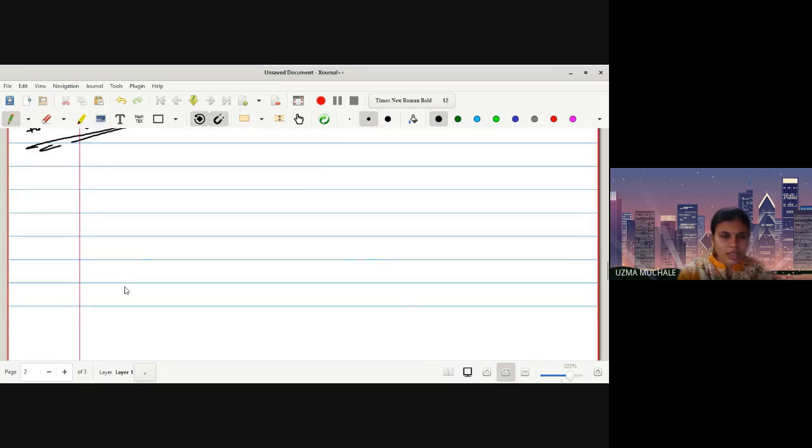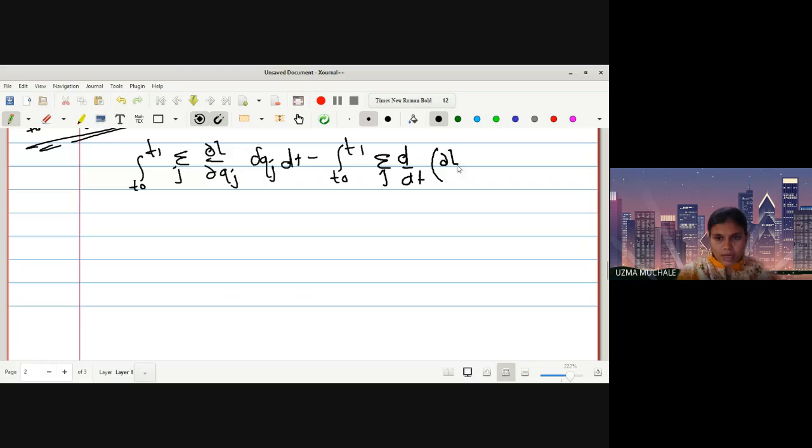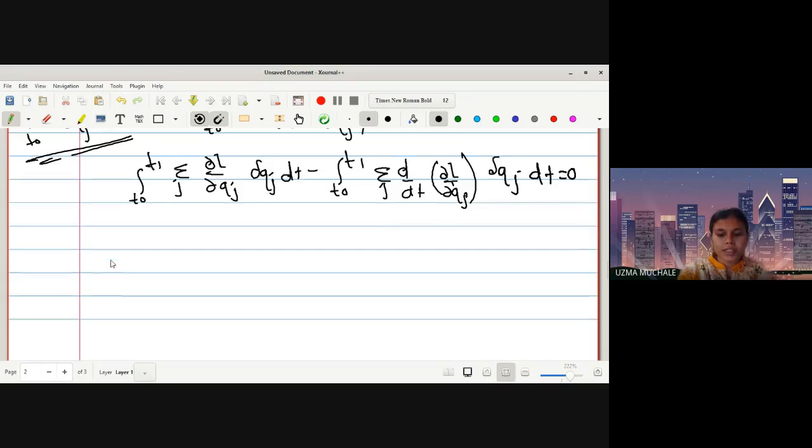So using that term in our equation 1, we get the first term as it is: integration t naught to t1, summation over j, dou L by dou Qj into delta Qj dt, minus. The value of the second term comes with a negative sign: t naught to t1, summation over j, d by dt of dou L by dou Qj dot delta Qj dt, equal to 0. Any doubt up to this statement?